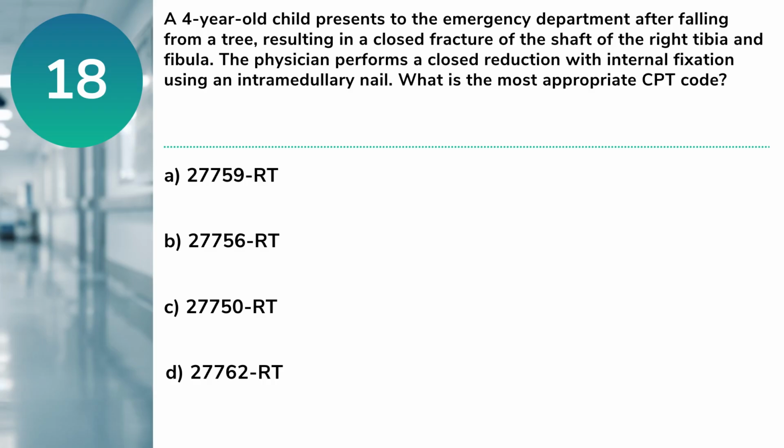Question 18. A 4-year-old child presents to the emergency department after falling from a tree, resulting in a closed fracture of the shaft of the right tibia and fibula. The physician performs a closed reduction with internal fixation using an intramedullary nail. What is the most appropriate CPT code? A. 27759 RT. B. 27756 RT. C. 27750 RT. D. 27762 RT.